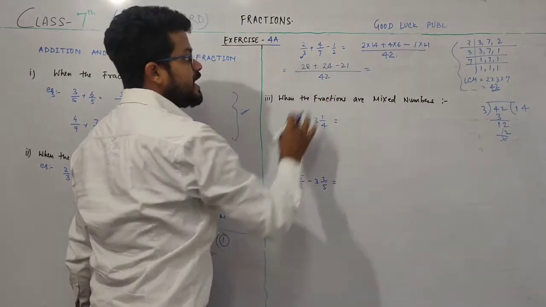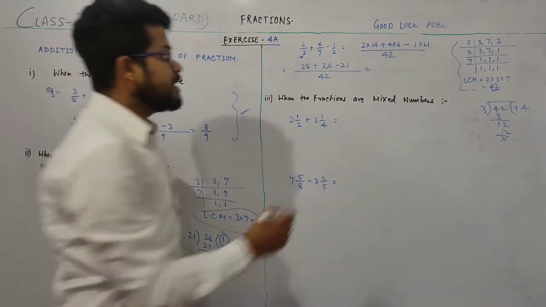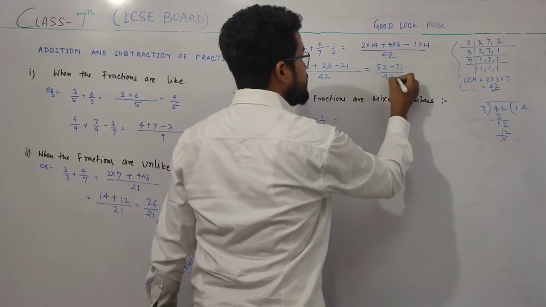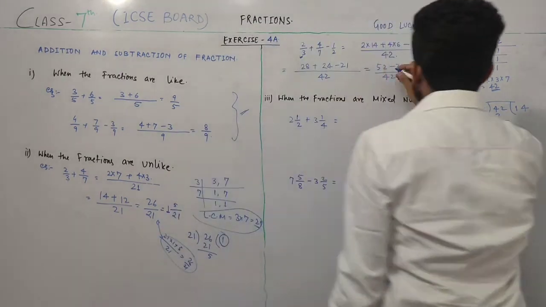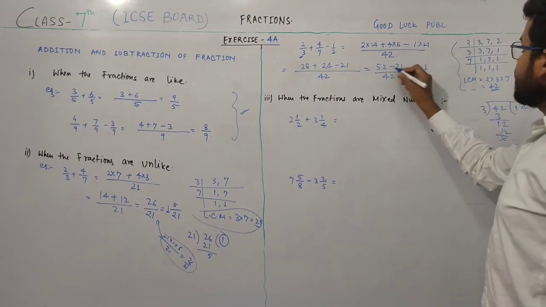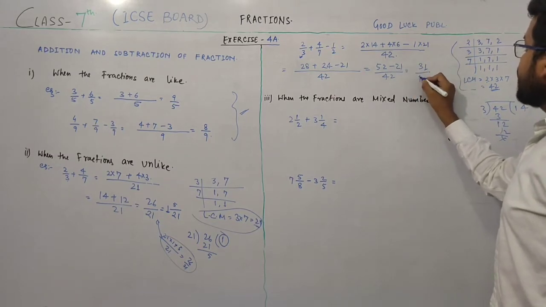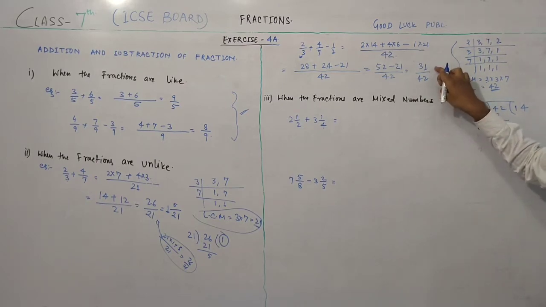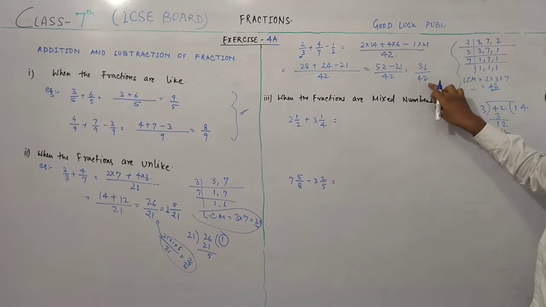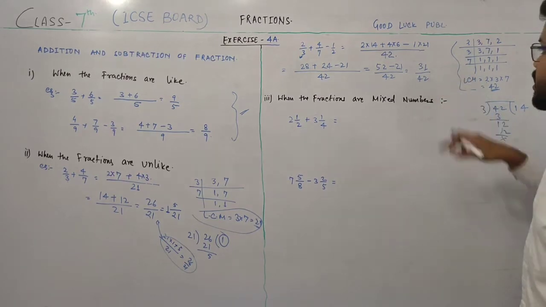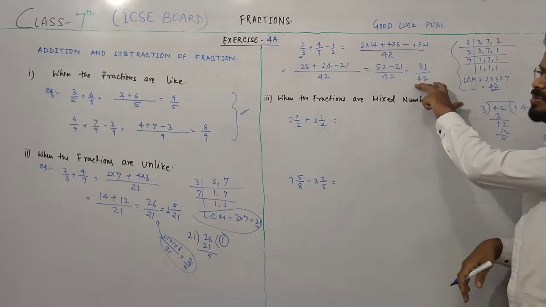Now over 42, 14 into 2 is 28 plus 4 into 6 is 24 minus 21. So 28 plus 24 is 52, minus 21, divided by 42. Now subtracting those, this is 31 by 42. This is a proper fraction because the numerator is less than the denominator, so there is no need to convert this into a mixed fraction.